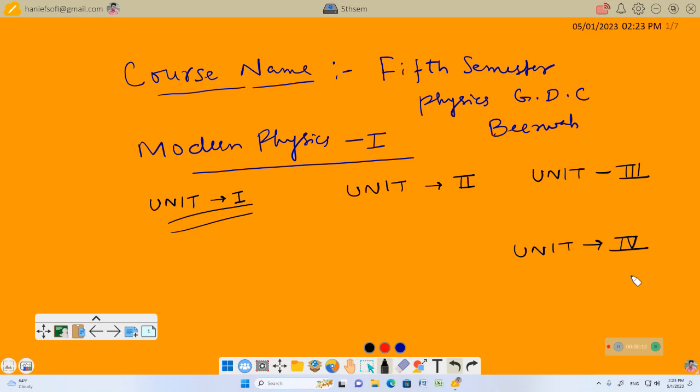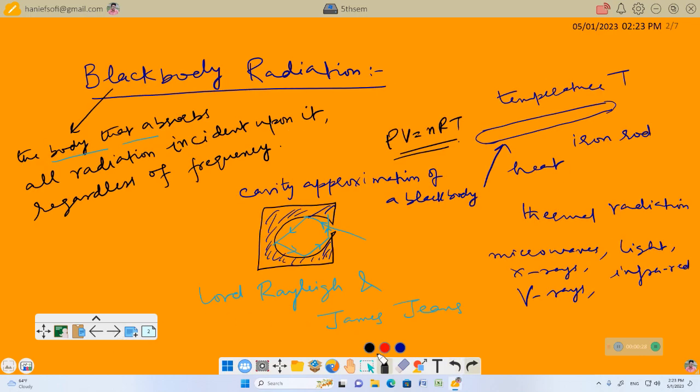Remember, in the last lecture, we introduced the course Modern Physics first. Then I told you there are four units in your syllabus: Unit first, Unit second, Unit 3, and Unit 4. And we started with Unit first, where we discussed the topic black body radiation. Now, in this lecture, I write here continued. This topic we are continuing in this lecture as well.